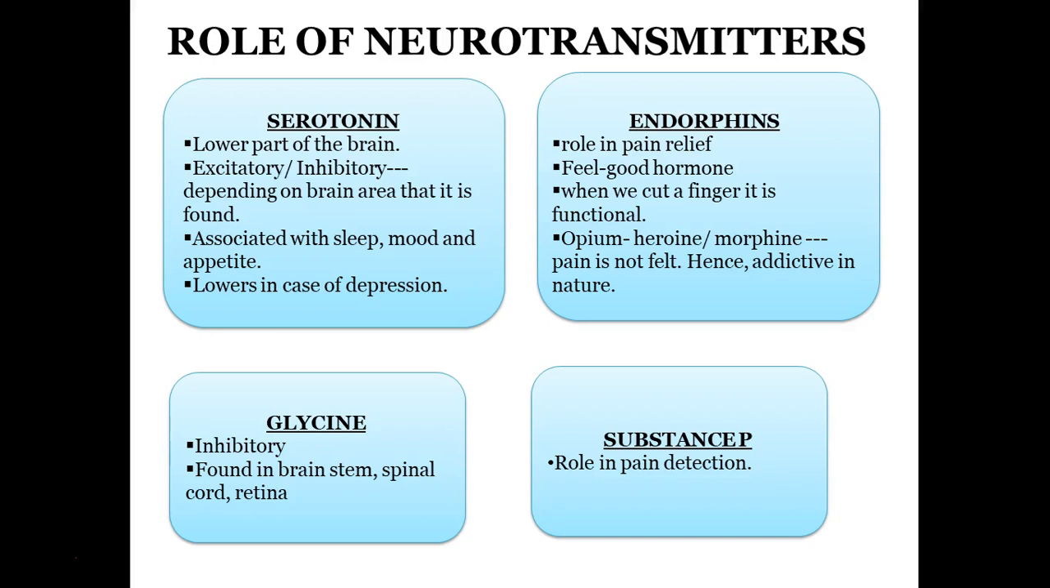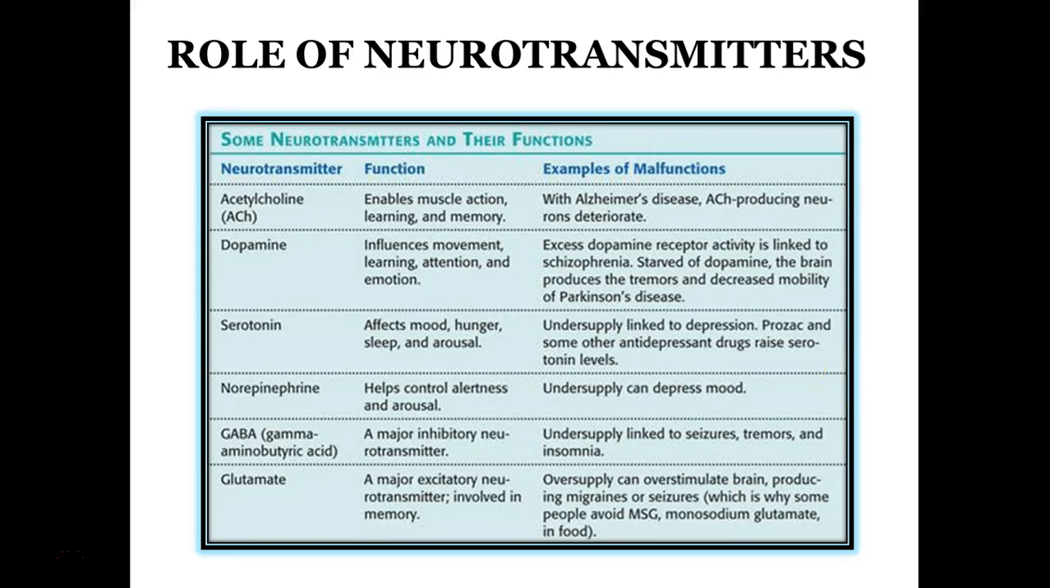Another neurotransmitter is glycine. It also has an inhibitory role. And there is one more substance called substance P. It has a role in detection of pain. So here there is a table summarizing the role of neurotransmitters. We have discussed almost all except one, that is glutamate at the end. Glutamate is a major excitatory neurotransmitter which is involved in memory. If it is oversupplied, it can overstimulate the brain, producing migraines or seizures. That's why few people avoid certain food substances containing glutamate. So that's all about the role of neurotransmitters.